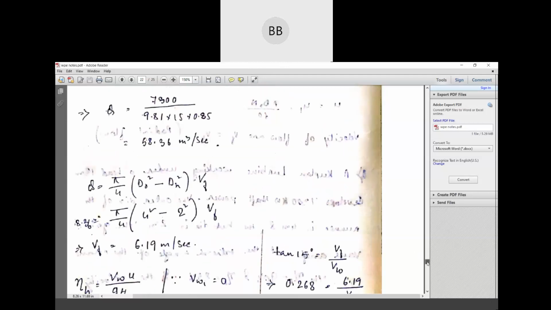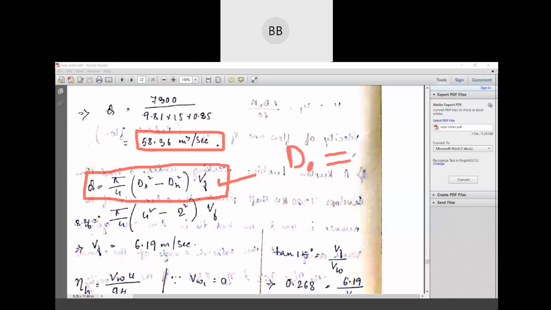And then we are going to use the discharge equation that you have already written. Q is equal to pi by 4 into D naught square minus DH square, multiplied by Vf. So here discharge we are going to use 58.36, pi by 4 D naught. That D naught value is already given in the question, that is 4 meter, and DH is also given, that is 2 meter. So you substitute here and find out the Vf value.